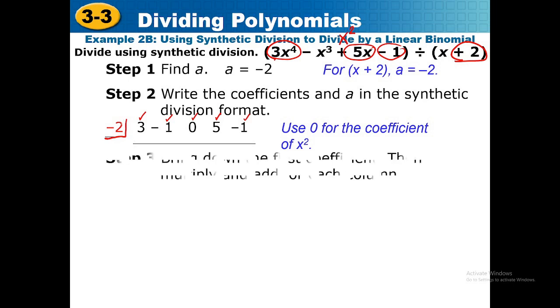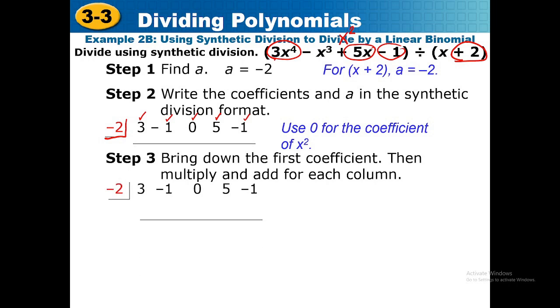Let's do step number 3 now. Bring down 3. Let's do multiply, add, the process. Multiply. How much? Negative 6, sir. Add. Negative 7. Multiply. How much? Positive 14, sir. Add. 14. Next, multiply again. Negative 2 and 14. Negative 28. You add. How much? Negative 23.